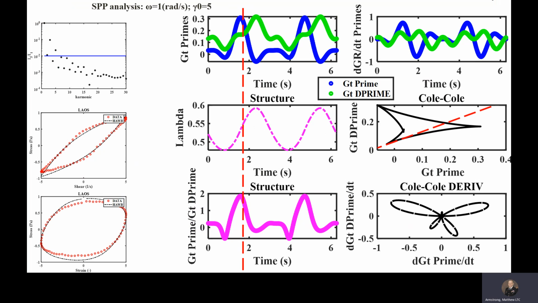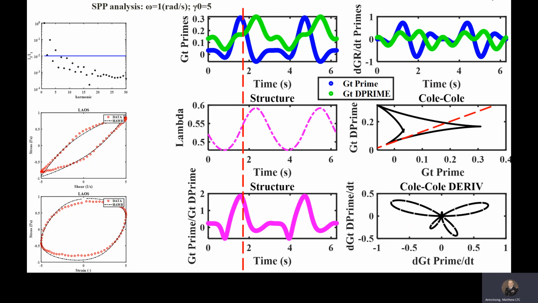And so this is the case where the frequency is 1 radian per second and the strain amplitude is 5. What we're seeing on the left is the third harmonic over the first harmonic intensity. The blue line represents the noise floor. Moving from the top to the bottom of the left-hand side, the dashed black line is the MHOB model prediction and the red circles are the data. So we're looking at the viscous and the elastic projection. On the right-hand side, we're looking at the various metrics from the Sequence of Physical Processes.